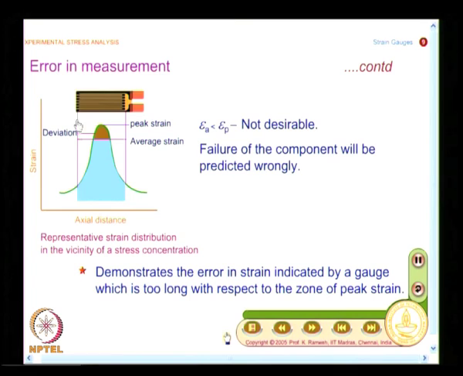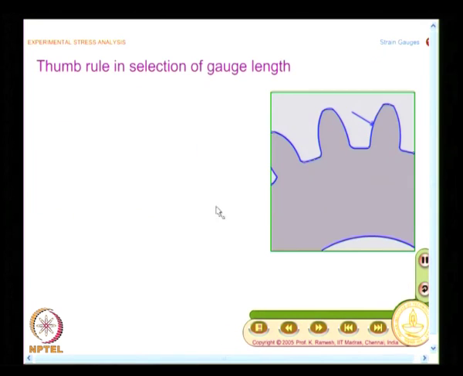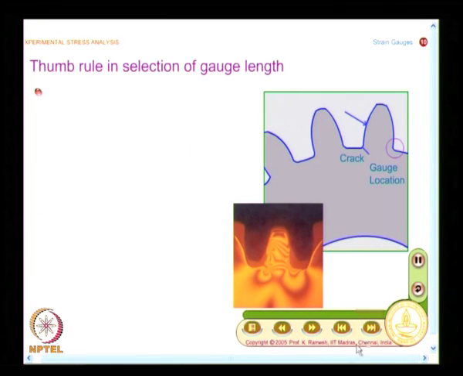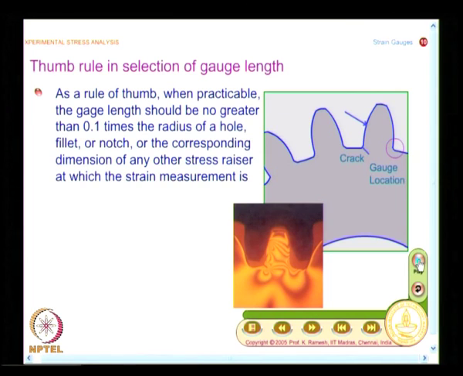You can't take gauge length selection arbitrarily. There are thumb rules available for different classes of problems. How do you go about selecting the gauge length? What you find here is, when you have a nonlinear variation of strain, the gauge length has an influence on the measurement, and you have to be careful. And let us look at two example problems and a thumb rule on what I am going to look at.